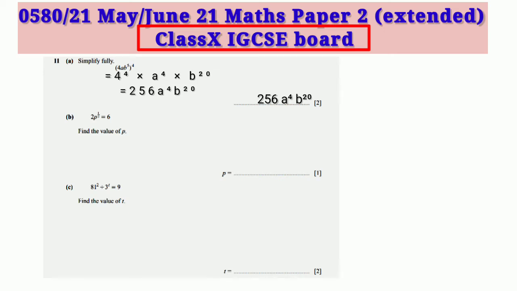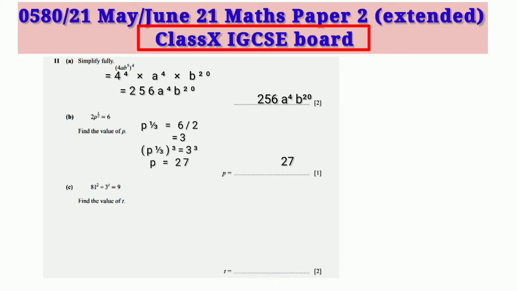In B part of the question, we have 2p^(1/3) = 6. We will take 2 on the other side. It will become p^(1/3) = 6/2, which is 3. We will take the cube of both sides. We have (p^(1/3))^3 = 3^3. That gives us p = 27, since the power 1/3 of p gets cancelled by the 3.